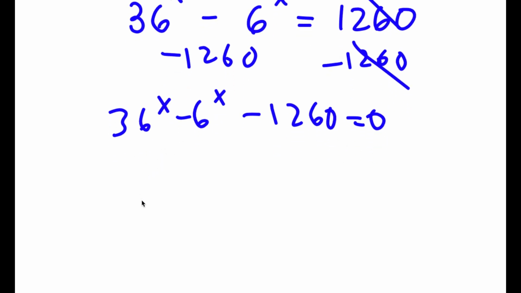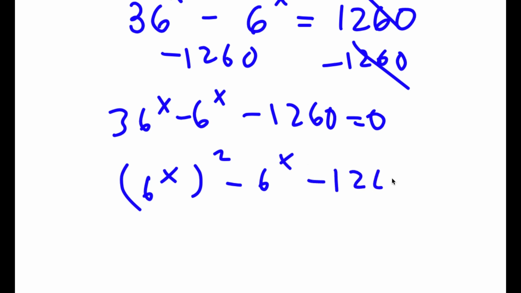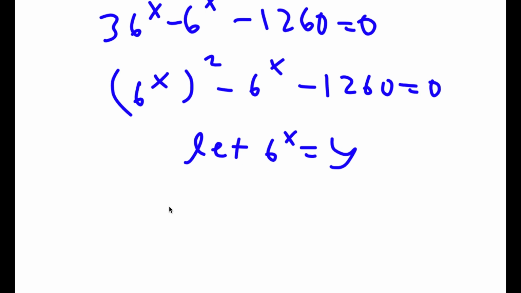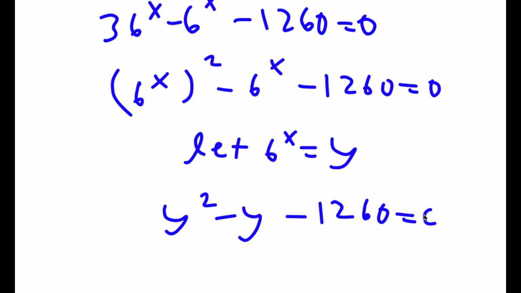Now 36 is the same thing as 6 squared. So I have 6 squared to the power of x, and I can actually switch the places of these two. So this is the same thing as 6 to the power of x squared minus 6 to the power of x minus 1260 is equal to 0. Now I'm going to let 6 to the power of x equal to the variable y. So now I have y squared minus y minus 1260 is equal to 0.